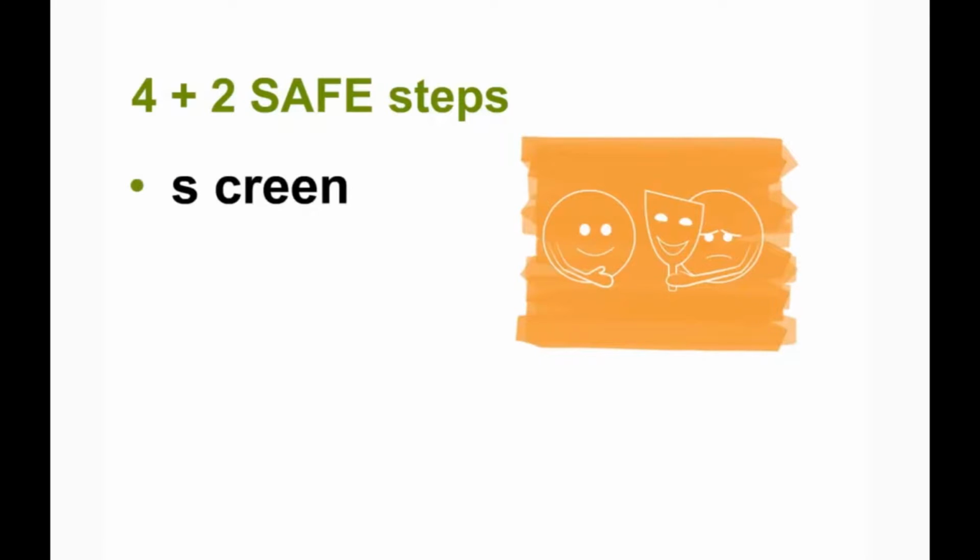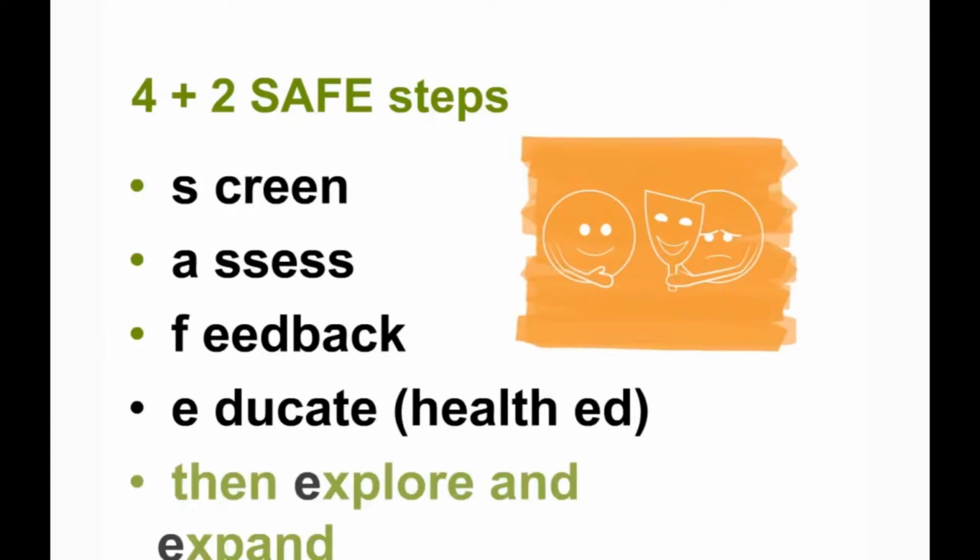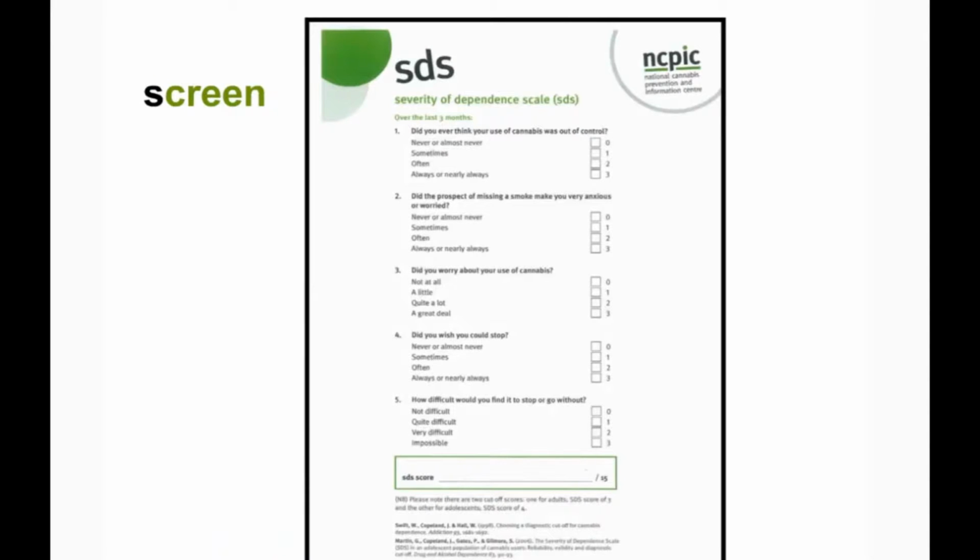So again, the SAFE steps are screening, assessing, feedback, educating, then exploring and expanding in the event that someone is interested in perhaps reducing, cutting down, or even stopping. Okay, so first thing we need to do is to screen.